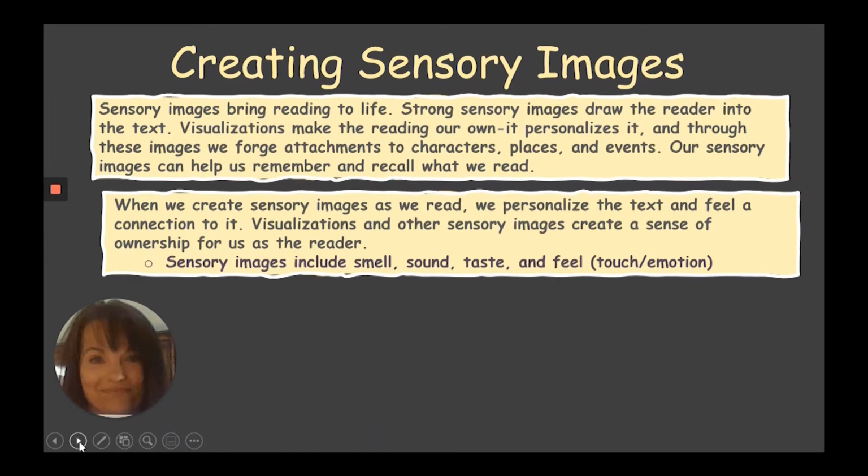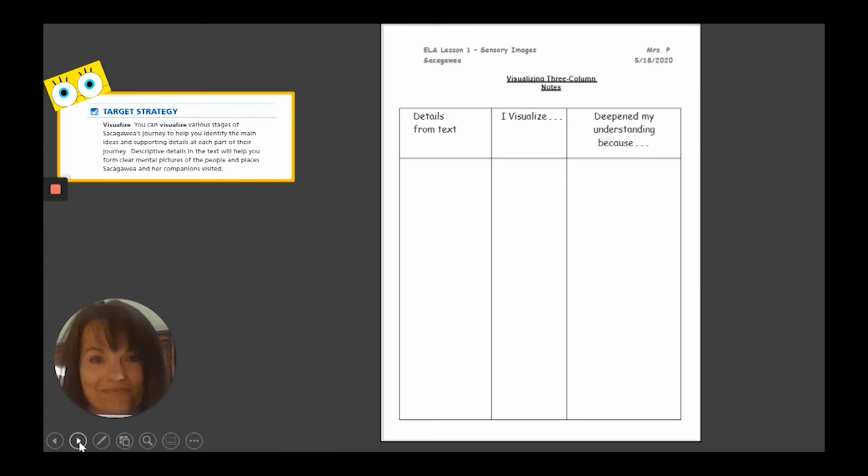When we create sensory images as we read, we personalize the text and feel a connection to it, like we're part of it. Visualizations and other sensory images create a sense of ownership for us as the reader. Sensory images include smell, sound, taste, and feel. But let's focus in on our target to visualize.